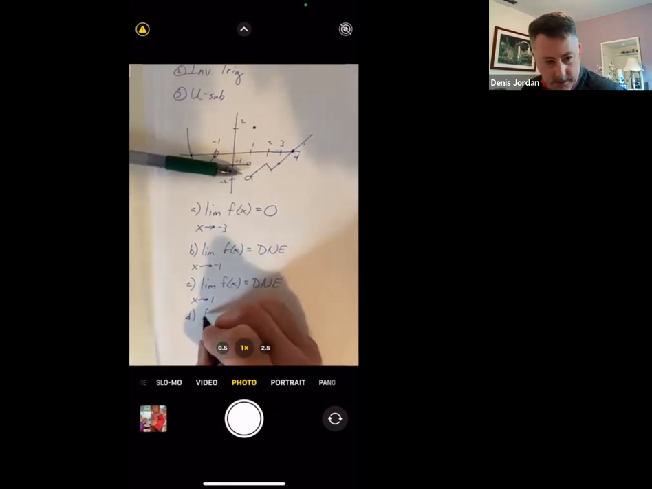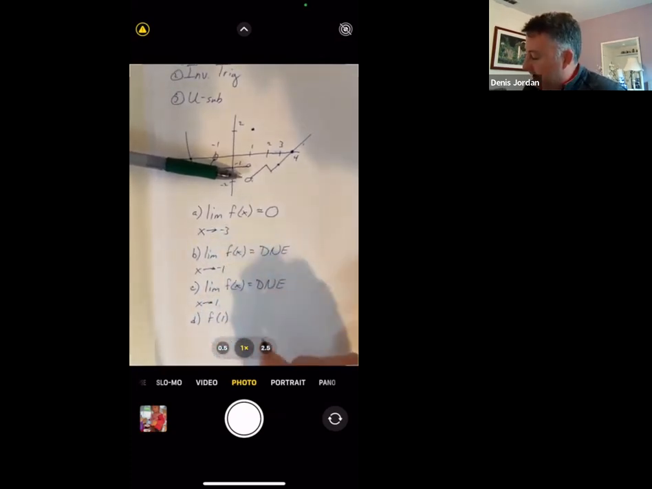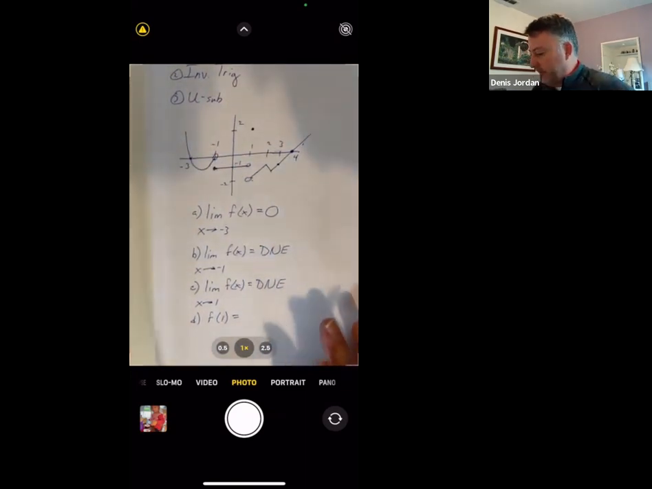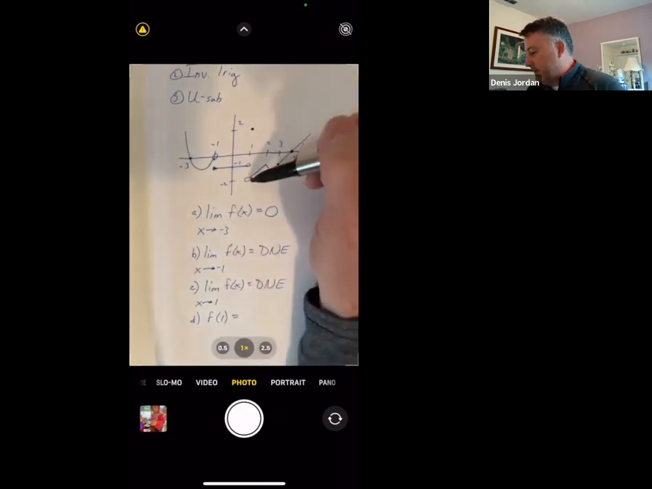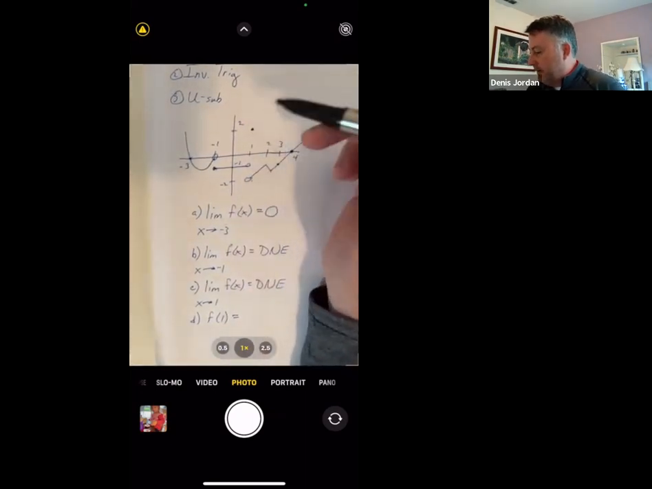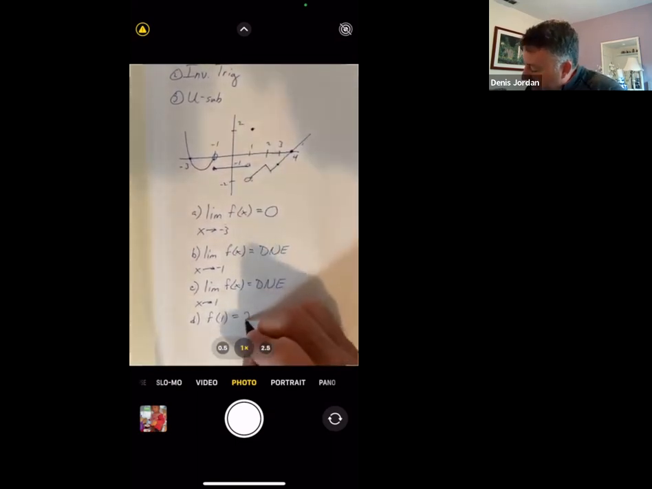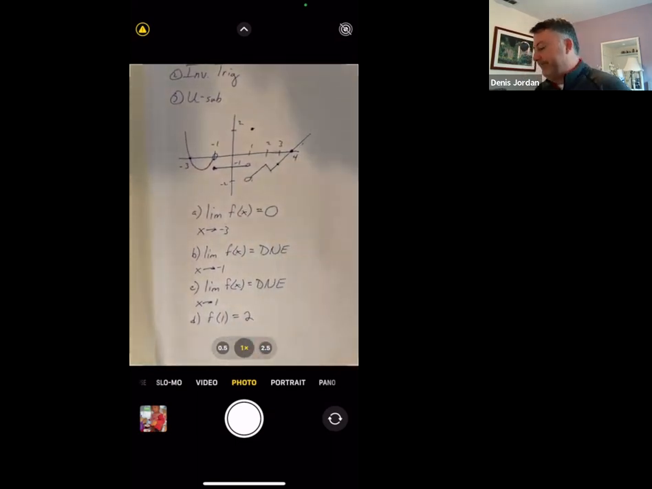And then D, the function value when x is 1. So now you're looking for where the point actually exists. And so when x is 1, the point's up here. So the y value of that point is 2. So the answer is 2.